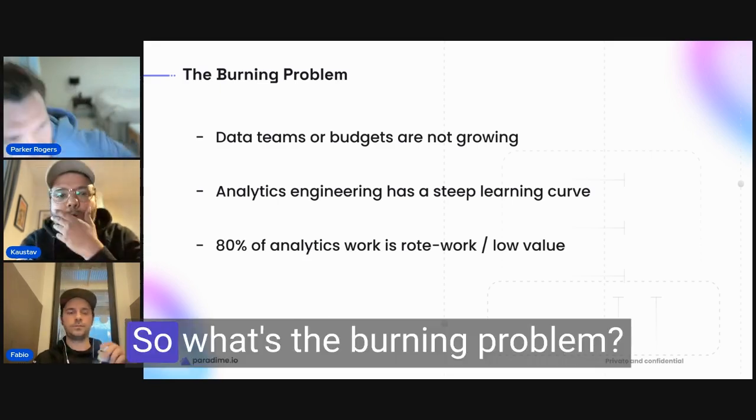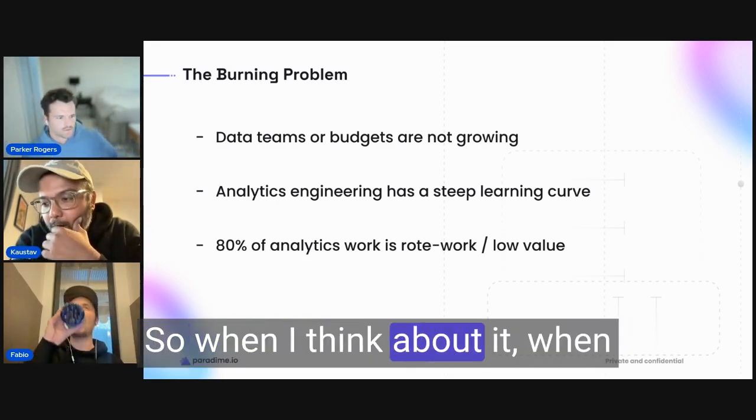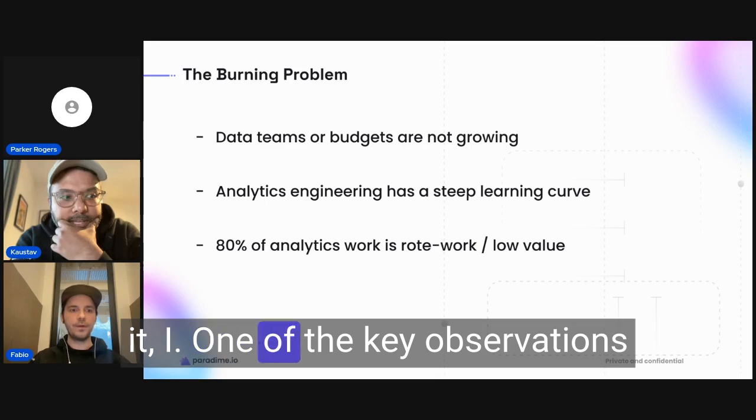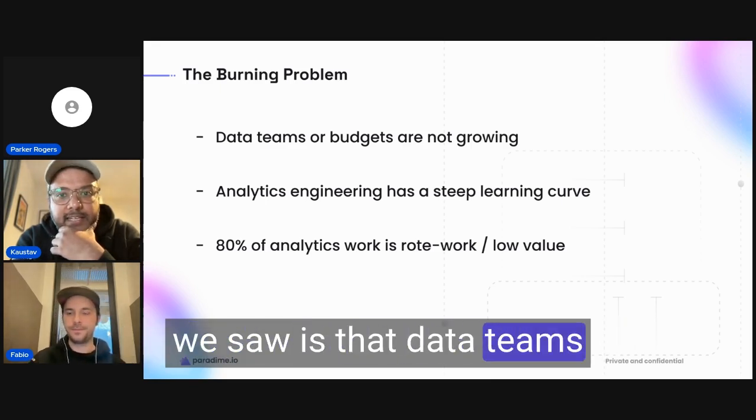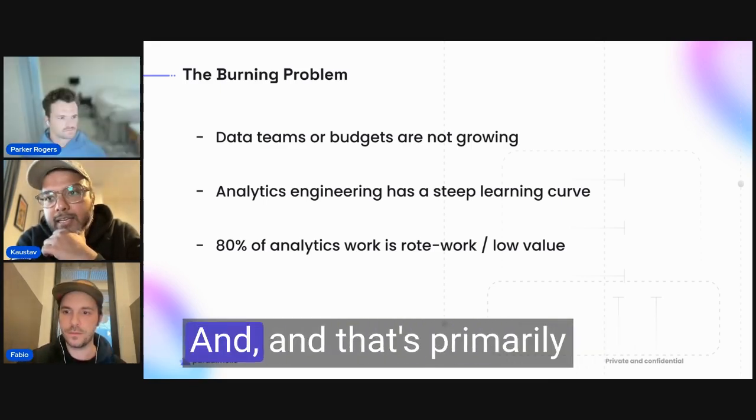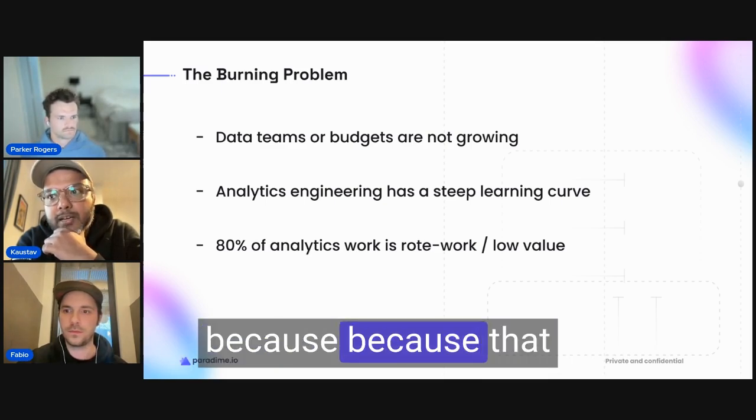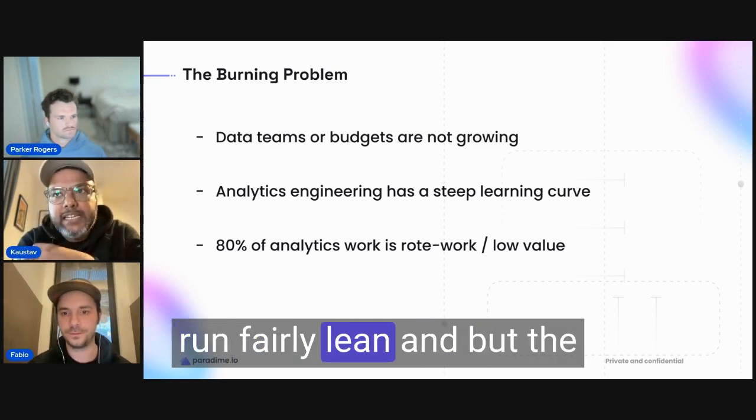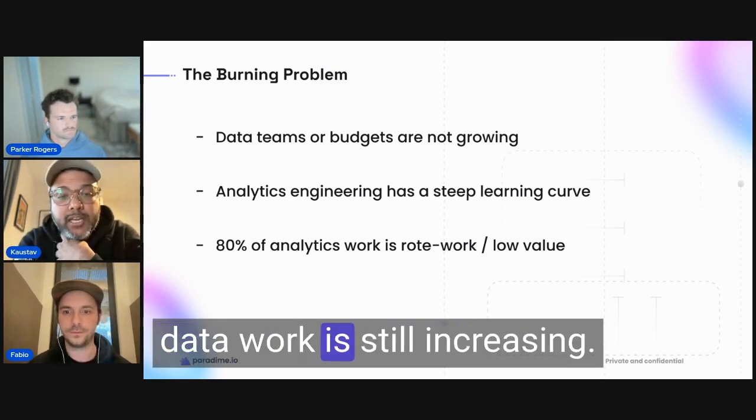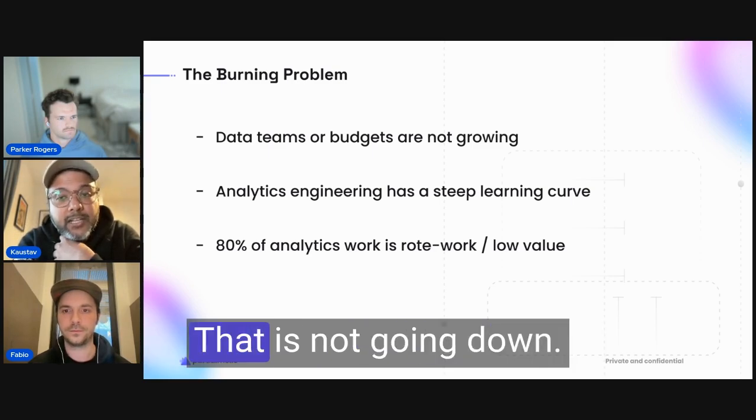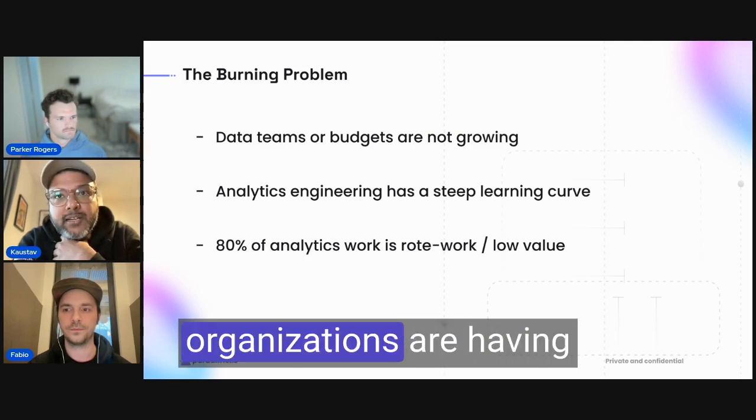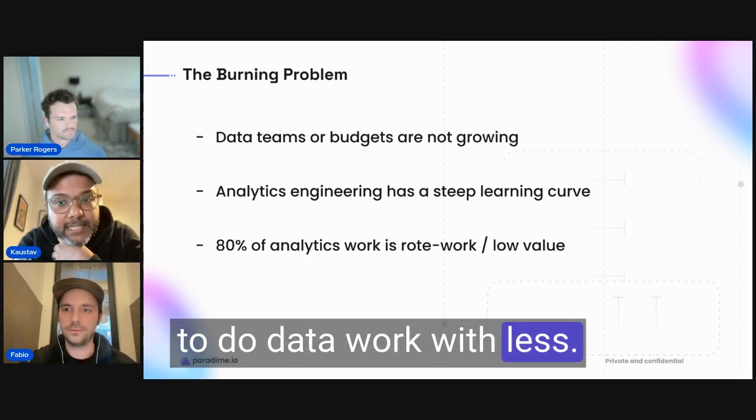Cool. So, what's the burning problem? When we started really thinking about it, one of the key observations we saw is that data team budgets are not growing, primarily because teams are typically being run fairly lean, but the data work is still increasing. That is not going down. As a result, most organizations are having to do data work with less.